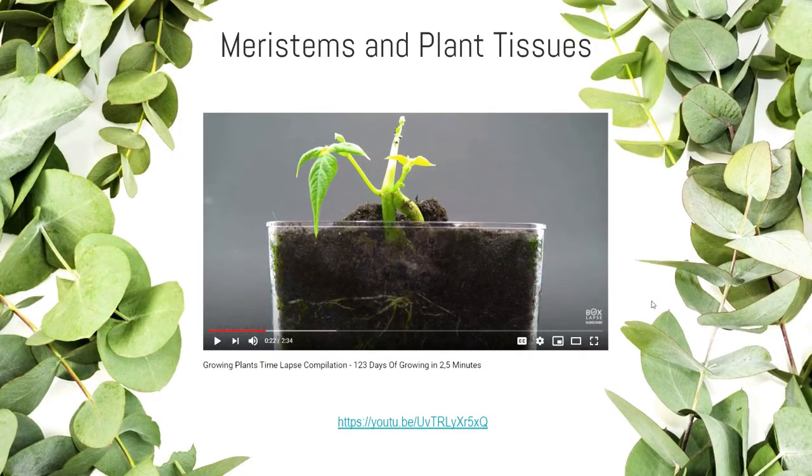Now, to see more about the relationship between apical and lateral meristems and how the shoot apical and root apical meristems elongate the plants, I recommend that you watch this video. I'll provide the link in the description below.